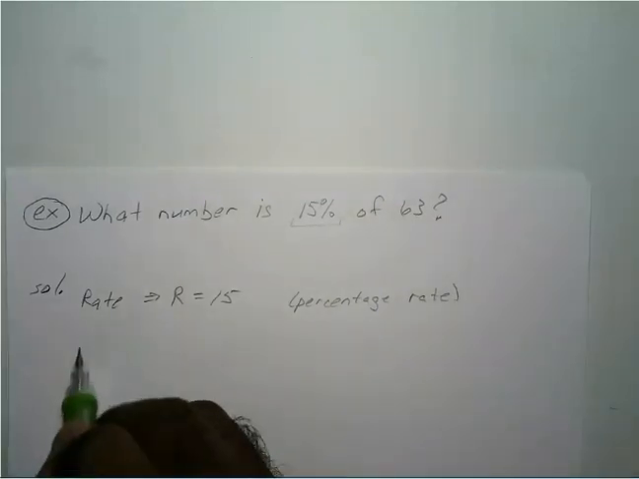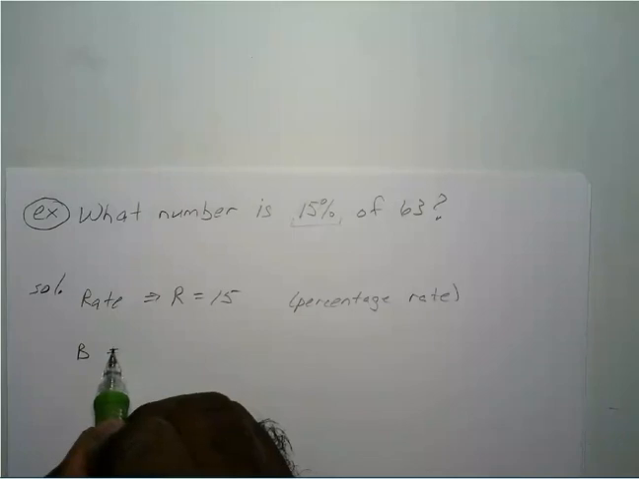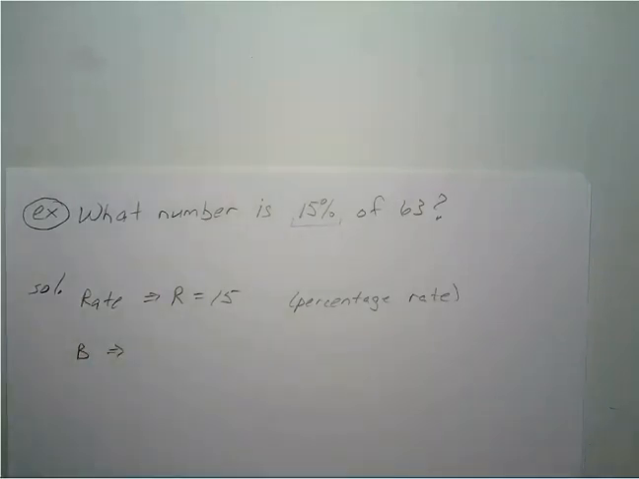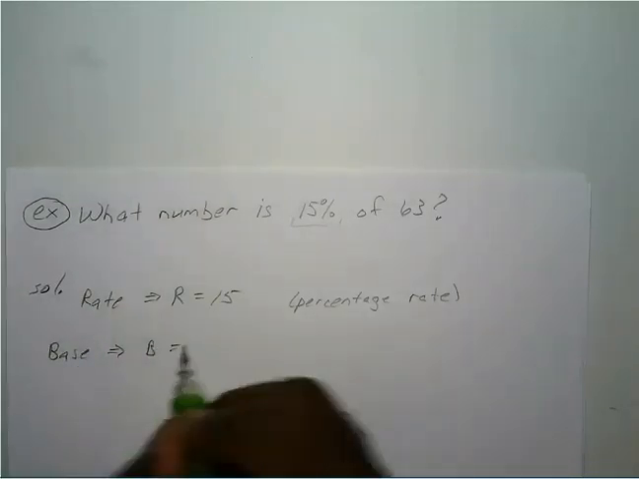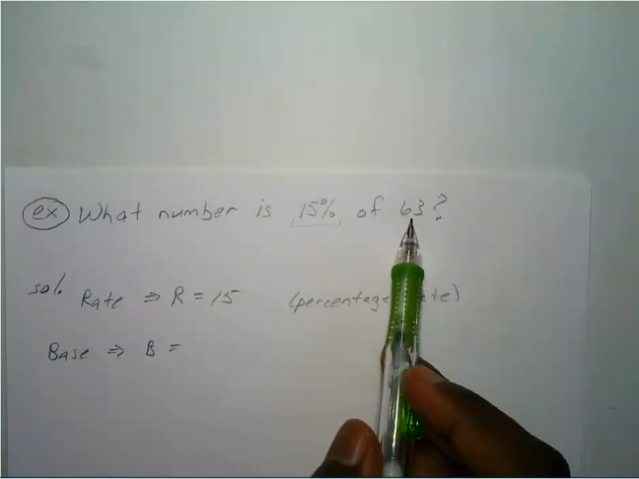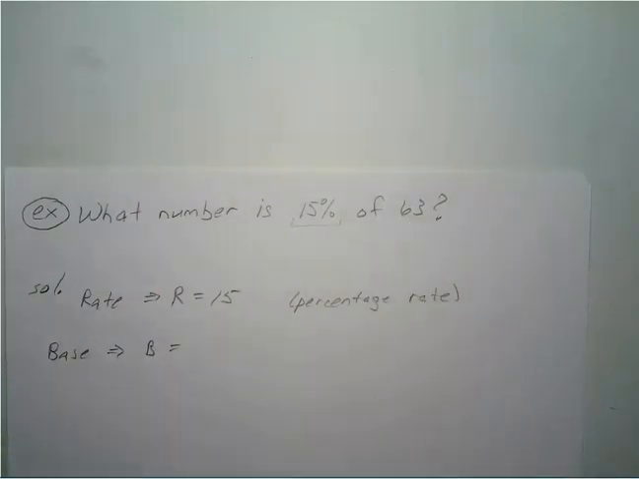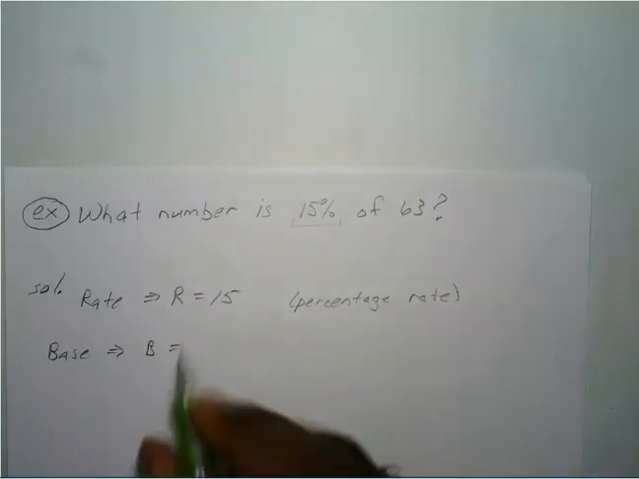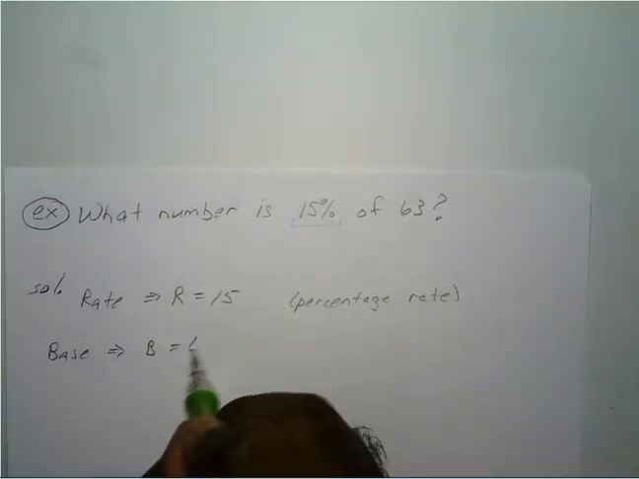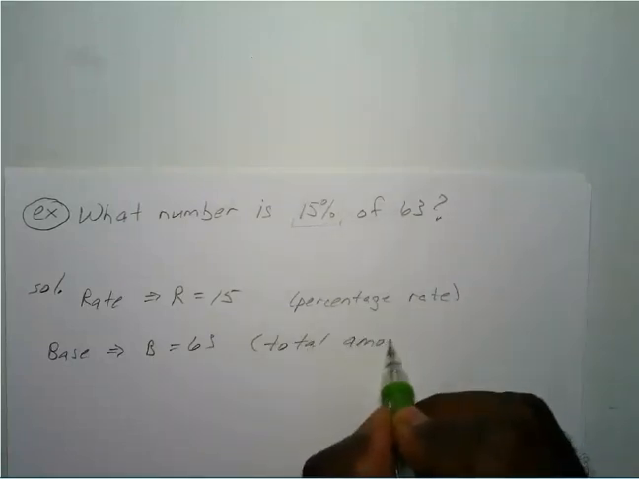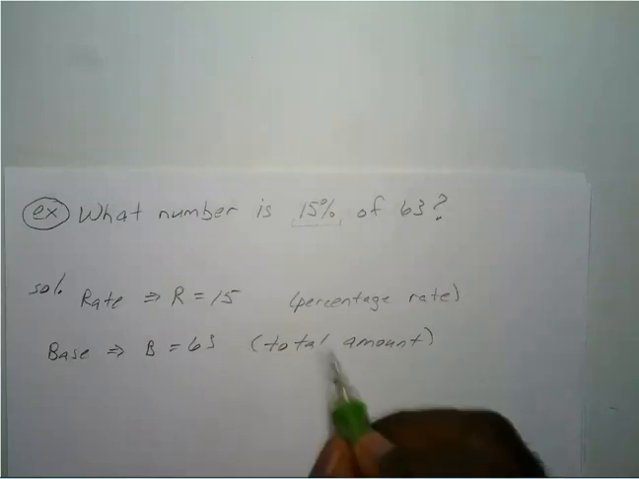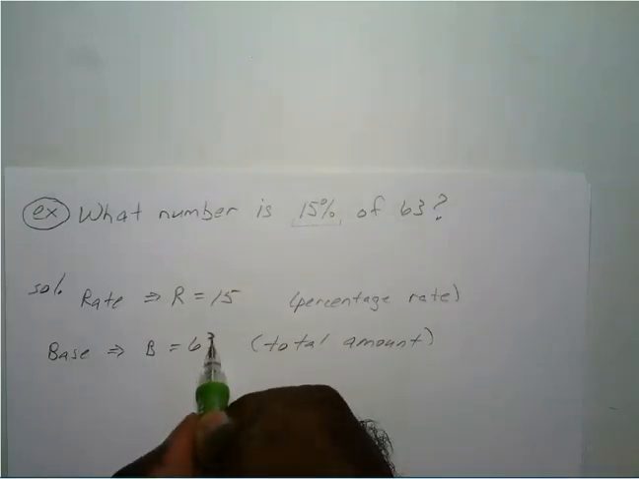Now your base, let me write in the actual word base here. Your base, which is B, is 63 because that's the total amount. We're looking for 15% of that total amount. So your B is going to equal 63 because that's your total amount.